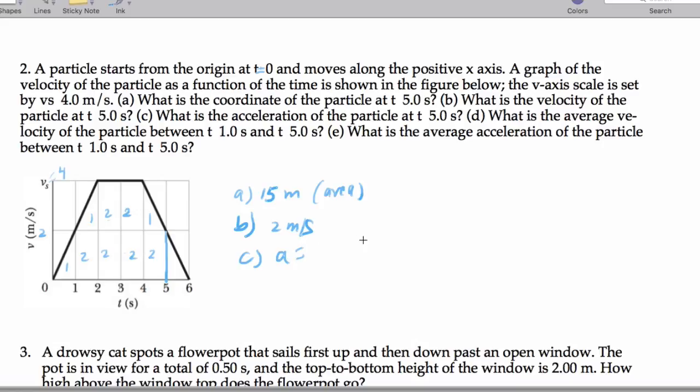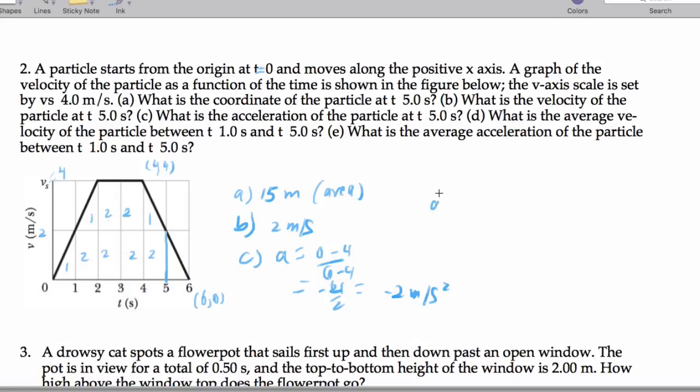So for the acceleration, I'll use these coordinates. We have 6, 0, and here we have 4, 4. So we can say 0 minus 4 over 6 minus 4. It's going to be negative 4 over 2, so negative 2 meters per second squared.